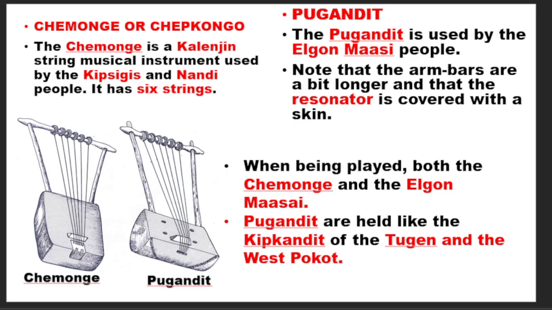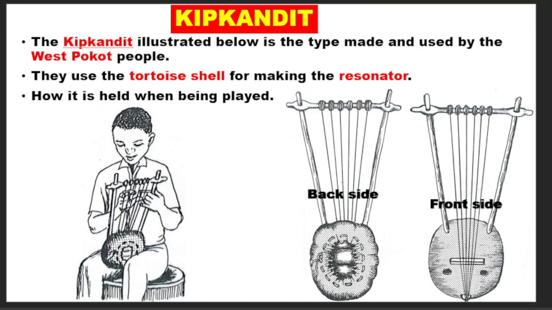It's almost the same, but you can see the difference in the resonator. When being played, both the Chemonge of the Elgon Maasai and the Bukandit are held like the Kipkandit of the Tugen and the West Pokot. Let's look now at the Kipkandit.